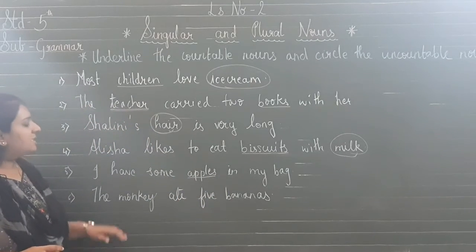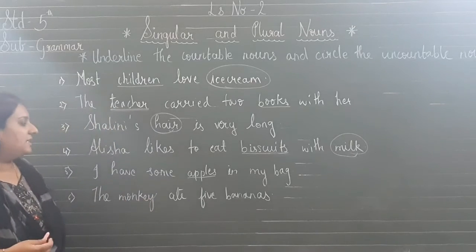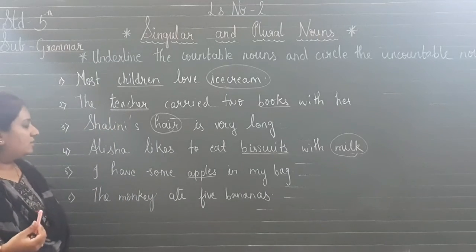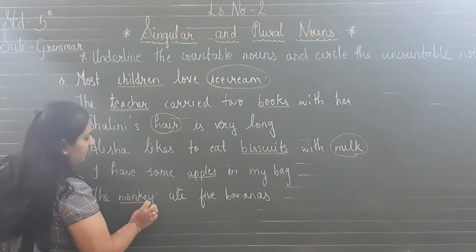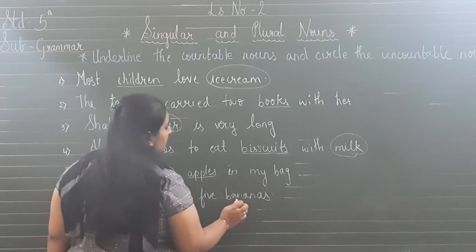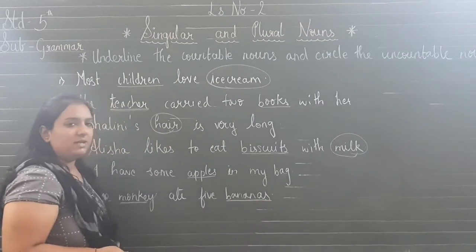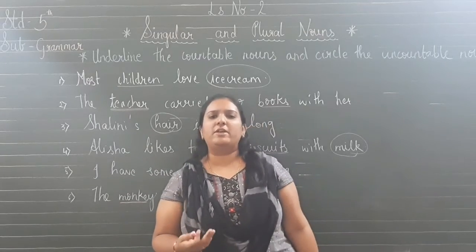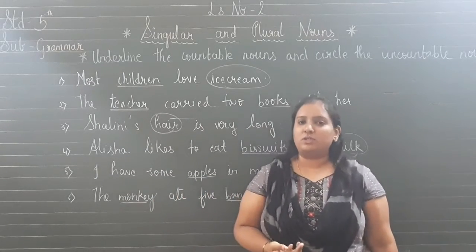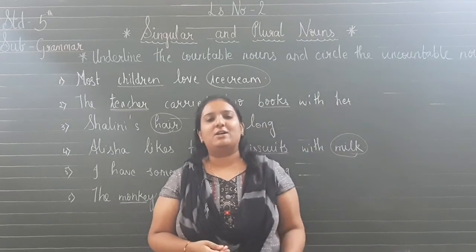And the last one is, the monkey ate 5 bananas. Here I can see only countable nouns. So, what is the countable noun? The monkey. One monkey. So, monkey is countable. Ate 5 bananas. 5 bananas we can count. So, bananas is also a countable noun. So, all those items which we can count by our numbers or fingers, we can say it is a countable noun, and all those items which we cannot count are called uncountable nouns.